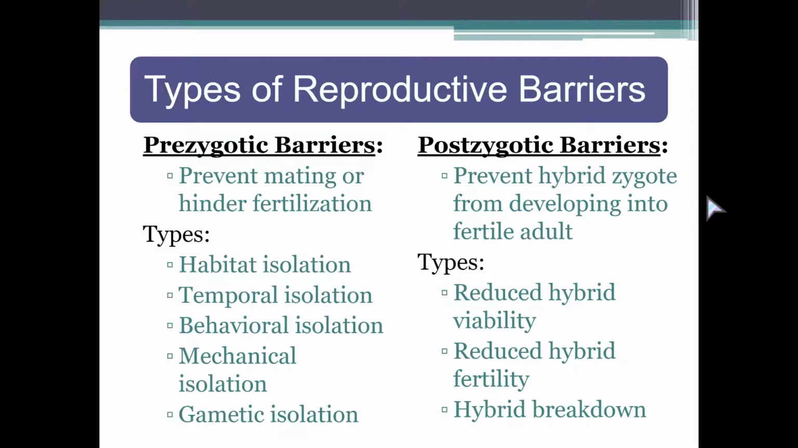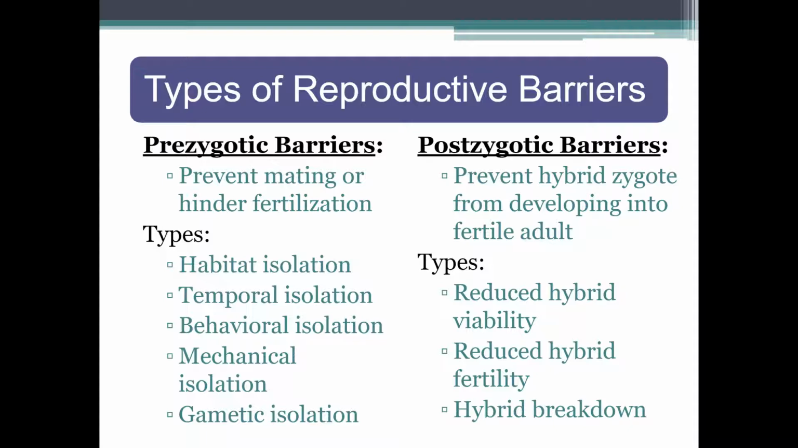Here we go. There are two types of reproductive barriers. Prezygotic barriers deal with preventing mating or hindering actual fertilization. Postzygotic barriers are associated with the fact that the fertilized egg is going to be prevented from developing into a fertile adult. So you might have some hybrids that are formed, but are not really viable or don't survive very long, or it could prevent even just general hybrid production. So that's pre and postzygotic barriers.